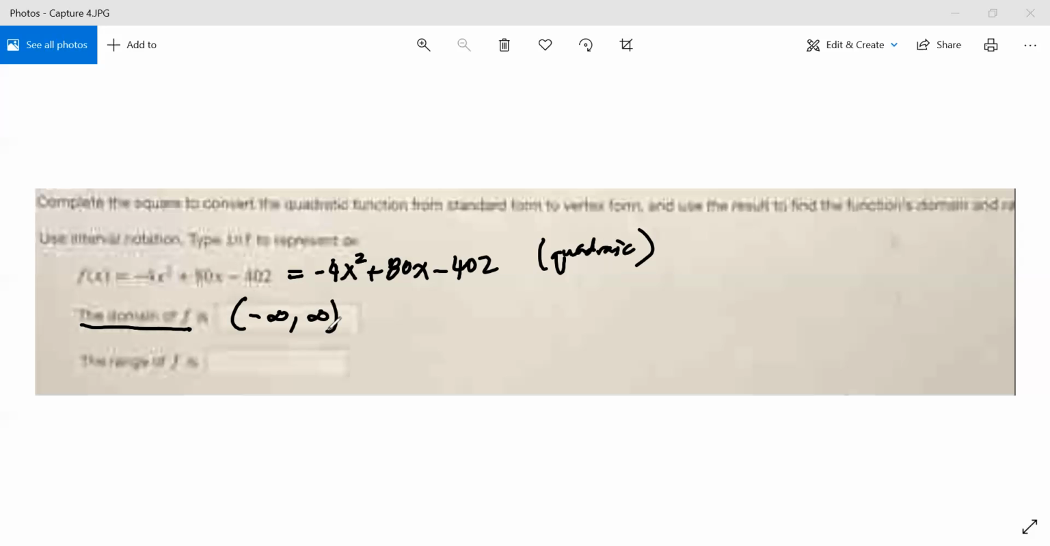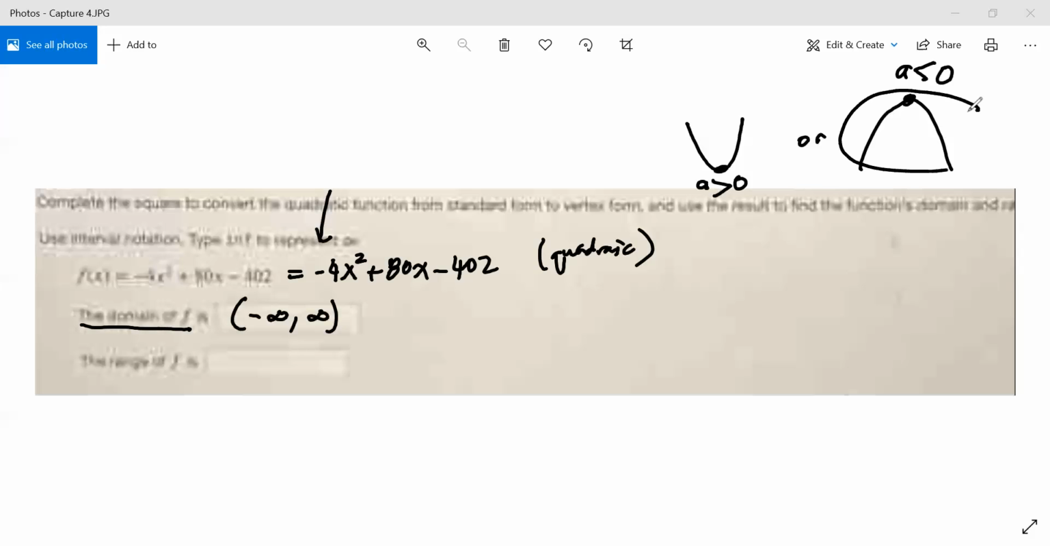Now, to find the range will depend, because the graph of a quadratic is either like this or like that. Okay. And it will be the first one if the coefficient of x squared is positive, right? And it will be like this if the coefficient of x squared is less than 0, which it is, because that's negative 4, right? So the graph is going to be like this. So therefore, the maximum y value is going to be the y value of the vertex.